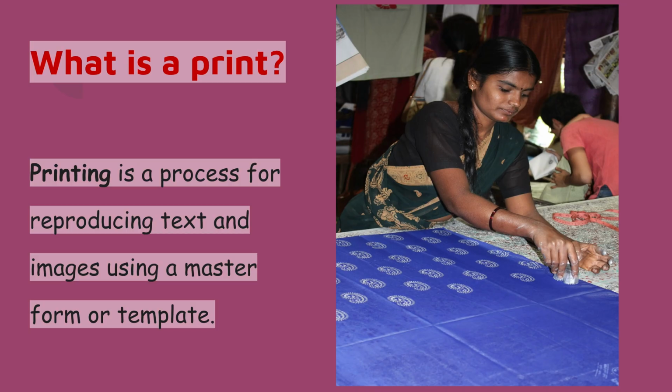So what in the world is a print? A printing is a process for reproducing text and images using a master form or template. So you can see she's not actually reproducing text in this picture. It looks like a little carved stamp. She's got this beautiful filigree stamp. She's putting it in ink and then she's pressing it down on fabric just to repeat the same picture over and over and over again. In India, they have beautiful fabrics, and this is one way that they can actually print beautiful imagery onto cloth.